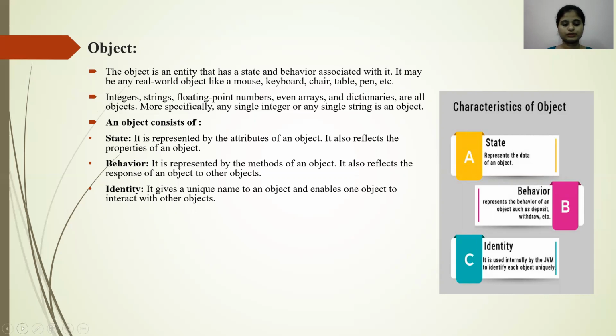An object consists of state, behavior, identity. State. It is represented by the attributes of an object. It also reflects the properties of an object. Behavior. It is represented by the methods of an object. It also reflects the response of an object to other objects. Identity. It gives a unique name to an object and enables one object to interact with other objects.